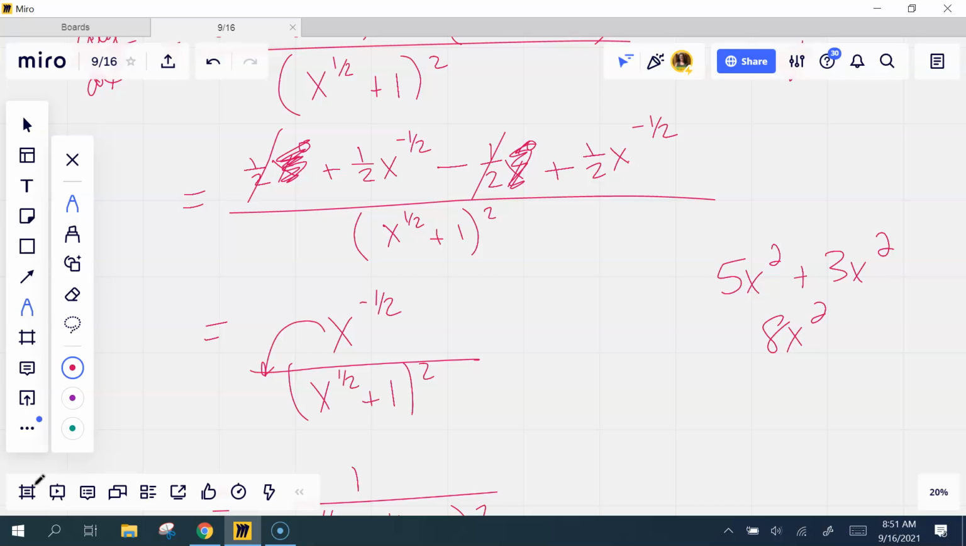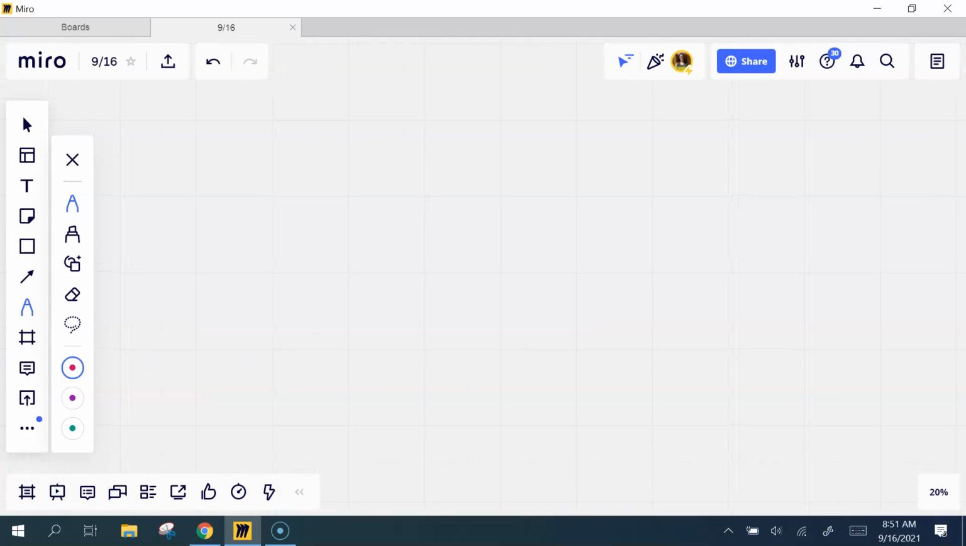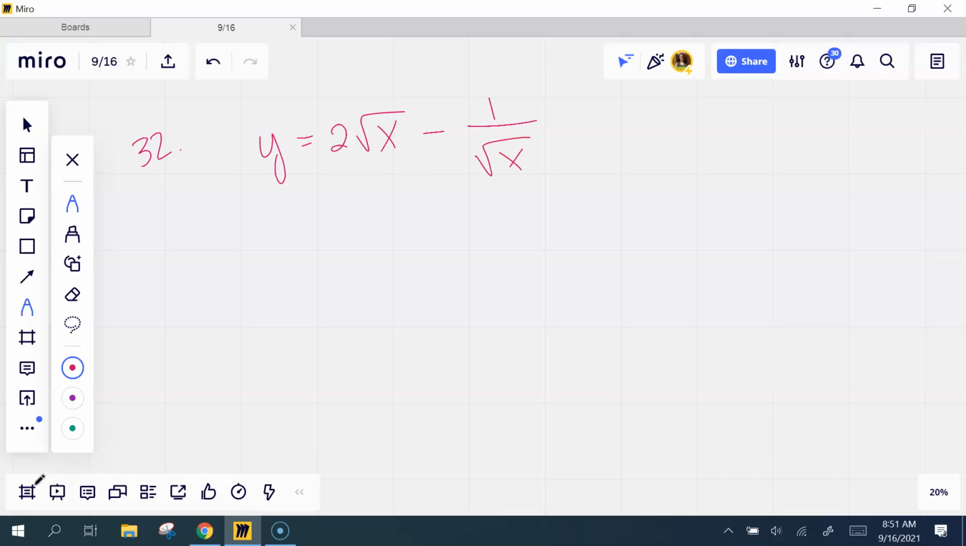Other questions? 32. Oh, that's another good one. I love these. I just can't tell y'all. They're my fave. Once you get the hang of them, they're really not bad. Again, I'm going to change these to 1/2 exponents because I'm going to be using the power rule. So I'm going to make this 2x to the 1/2 minus x to the negative 1/2. Can I do that? Sure. It's in the bottom, so just make it a negative exponent.